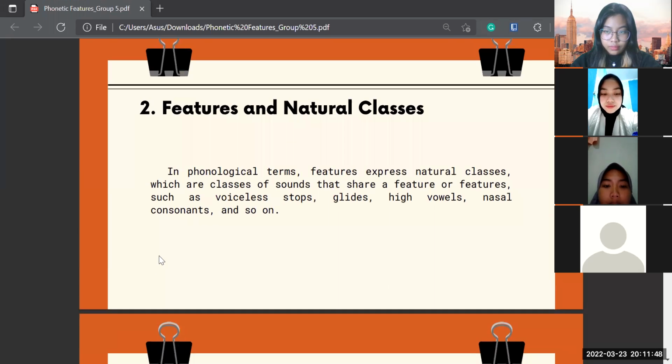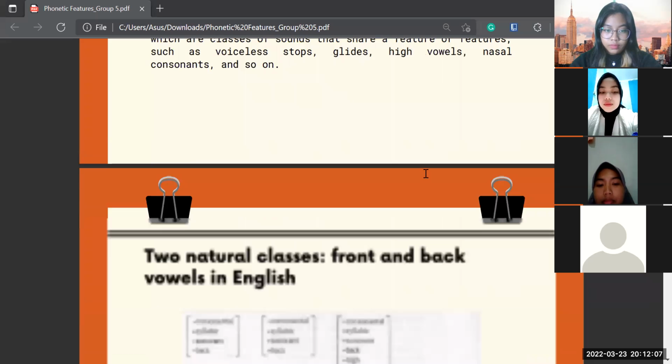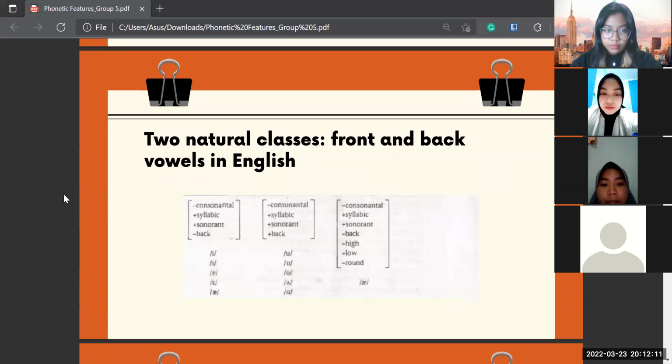In phonological terms, features express natural classes, which are classes of sounds that share a feature or features, such as voiced, voiceless, voiceless stop, glides, high vowel, nasal consonant, and so on. Here are the front and back vowels in English.